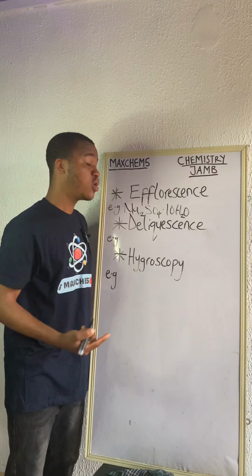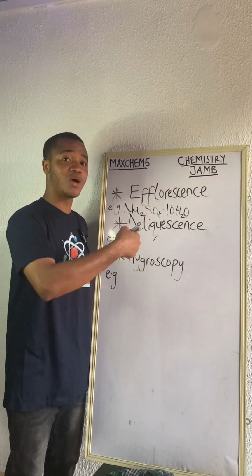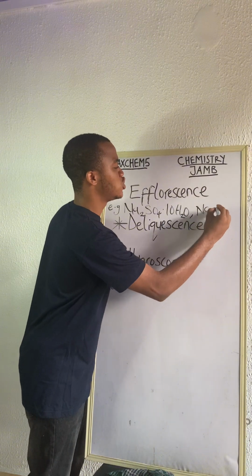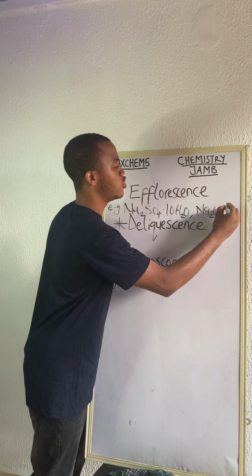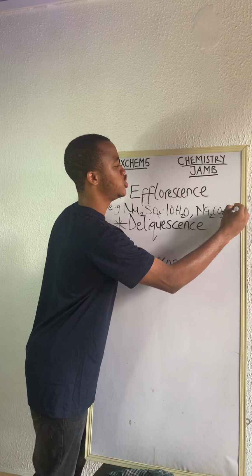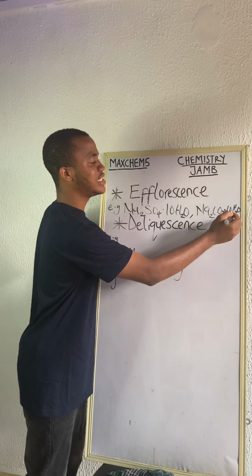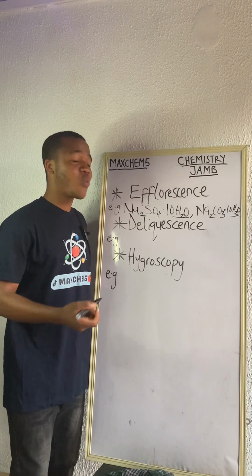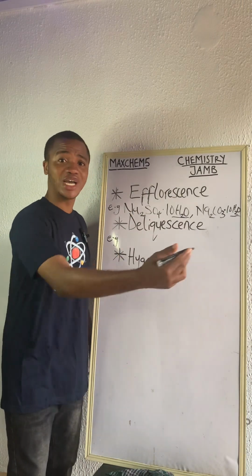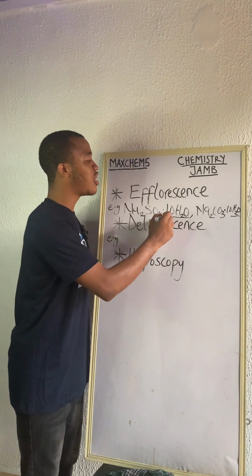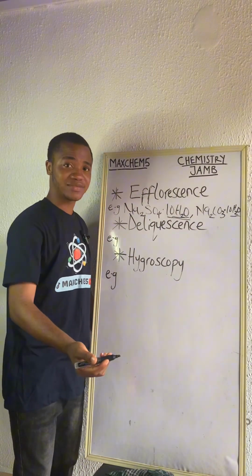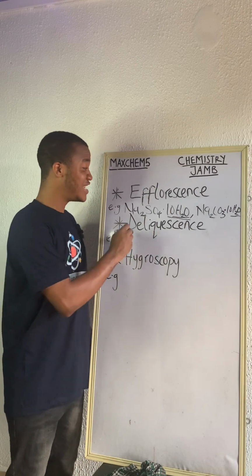Na2SO4.10H2O is also called Glauber's salt. Another example is Na2CO3.10H2O. You can see this H2O that I wrote at the end. They are just like water of crystallization. When these compounds are exposed to the atmosphere, they will lose this water of crystallization to the atmosphere in form of vapor or gas. So let's move to the next phenomenon, deliquescence.